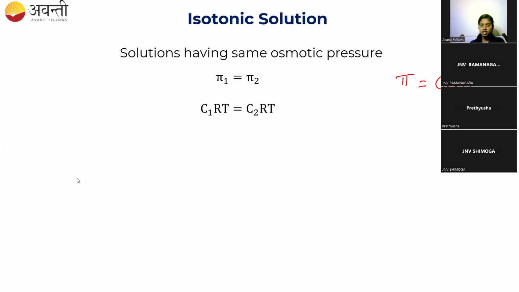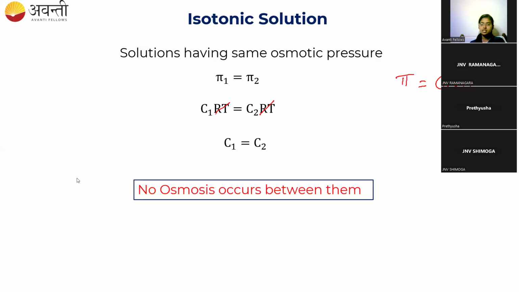Now we equate the left hand side and right hand side. So RT and RT get cancelled, and we have C1 is equal to C2. So no osmosis occurs between them. If the concentrations of both the solutions are the same, then the osmotic pressure is also the same, which means osmosis will not occur between those solutions.